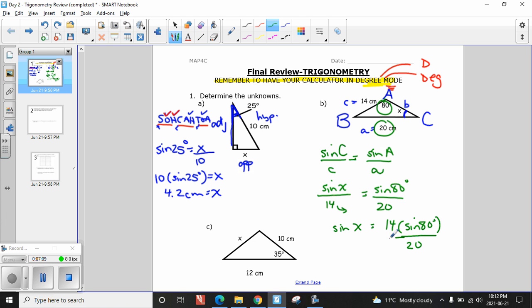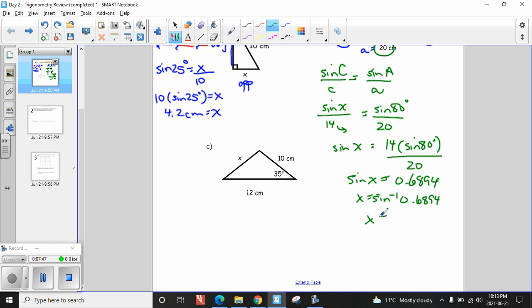So you can choose if you want the fraction to continue the whole way or not. You will get the same answer either way. So you just decide your own comfort with how it's shown. All right, sine x is equal to 0.6894. So that's from multiplying 14 times sine of 80 degrees divided by 20. And to find this mystery angle, we need to use inverse sine to get rid of sine. And it should come out to 44 degrees.